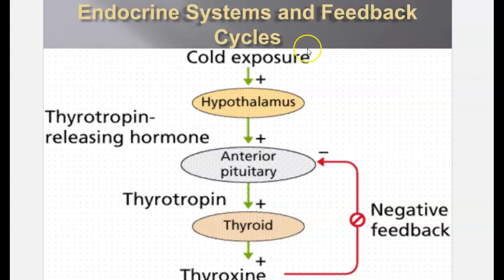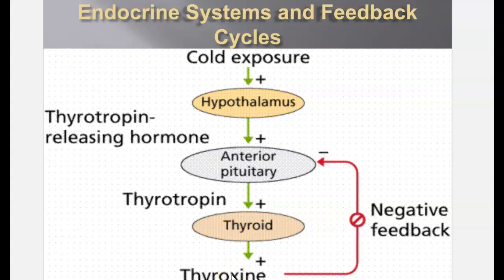and it sends a signal into your hypothalamus. Remember, that's a part of your brain right there. The hypothalamus, through the infundibulum, releases this TRH, thyrotropin releasing hormone. This hormone goes to the anterior pituitary and triggers it to release TSH, which is thyrotropin, also called thyroid stimulating hormone. That goes to the thyroid, and it triggers the thyroid to release thyroxine, which is your thyroid hormone.